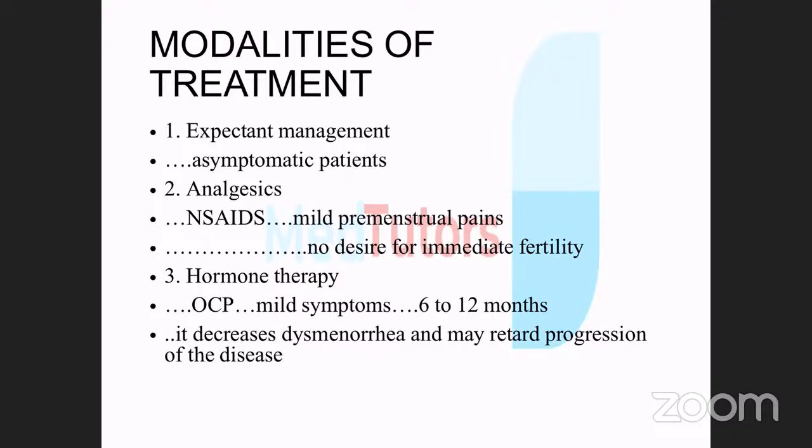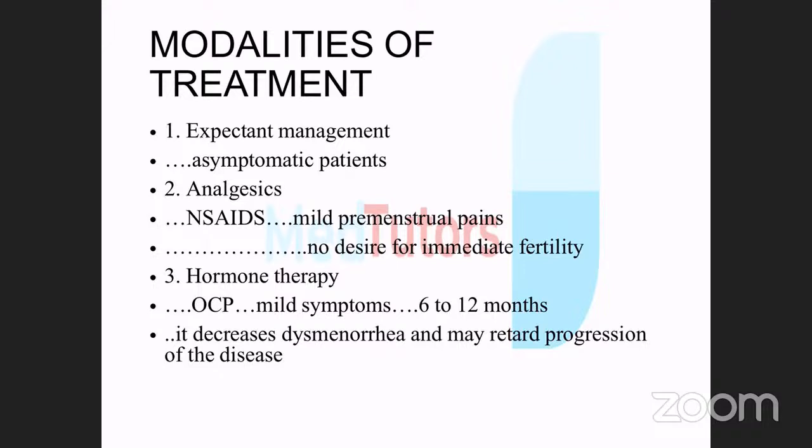Now, what about those who are symptomatic? The focus of this treatment is to alleviate their suffering, provide pain relief, analgesia, and this includes the use of non-steroidal anti-inflammatory drugs, especially for those with mild to moderate symptoms, especially pain, and it's usually useful for those who are of younger age, who are single, and who do not desire immediate fertility.